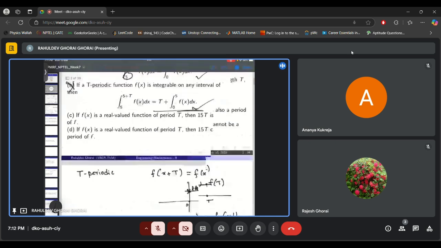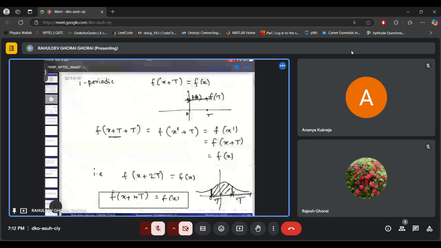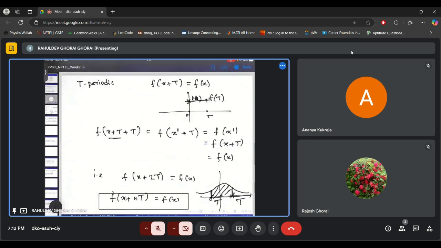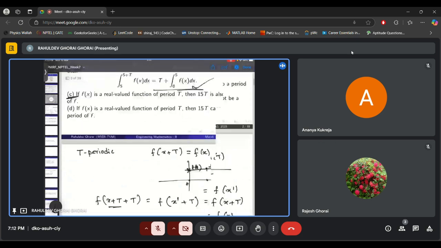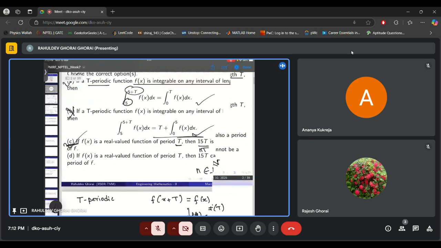Then we'll go to options c and d. I think I have done options c and d already. I have shown that f of x plus nT will be equal to f of x. So if T is a period, then 15T, or any nT, will also be a period. Instead of 15, take any n, where n belongs to the natural numbers. So that will also be true, right? So c is correct. So a and c both are correct.